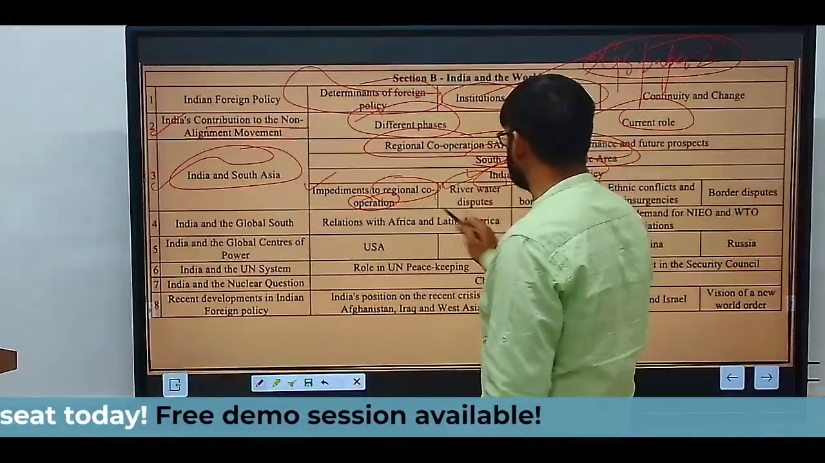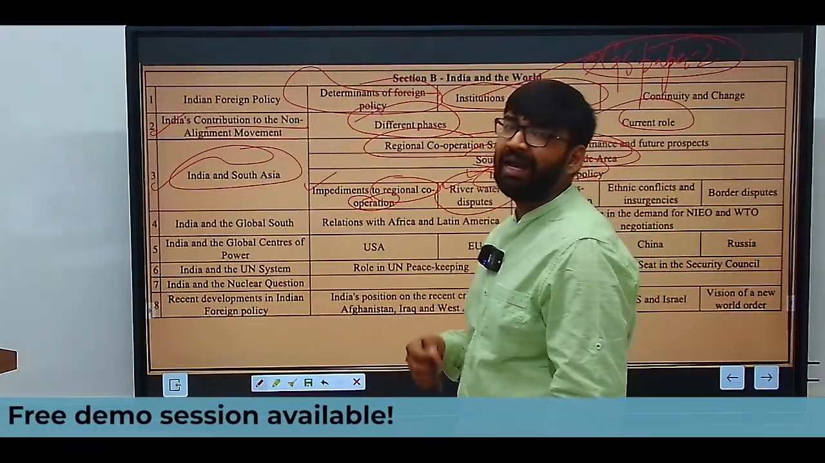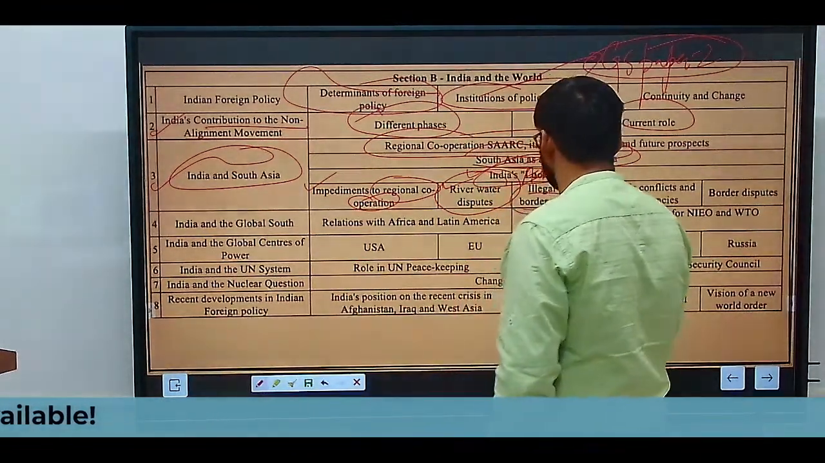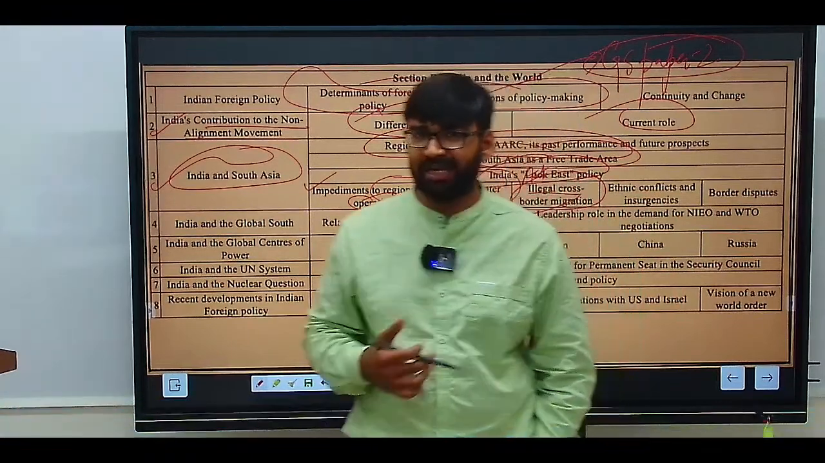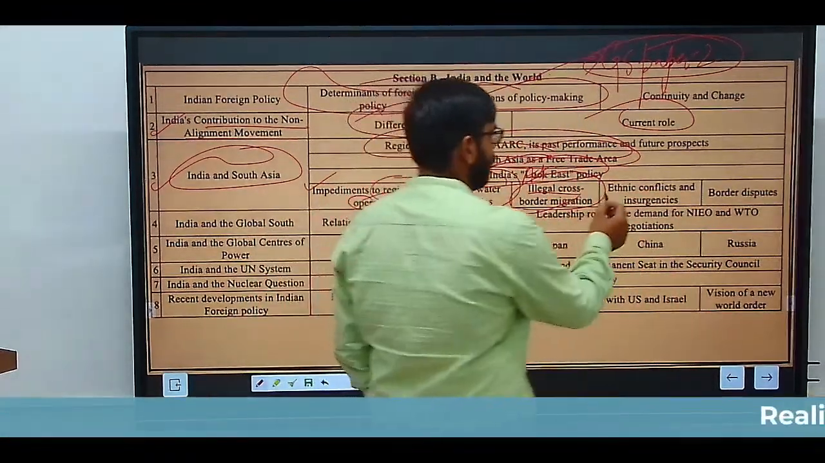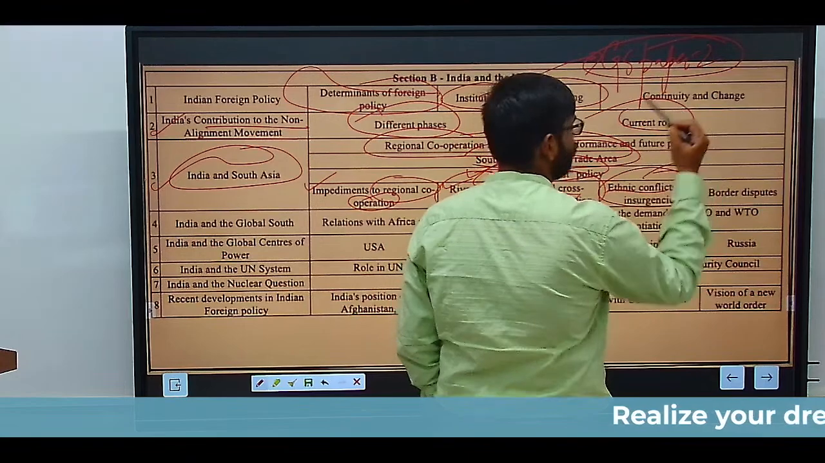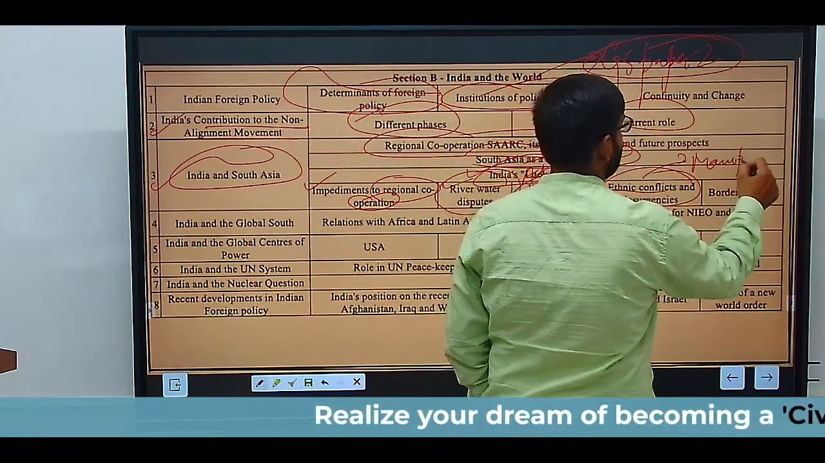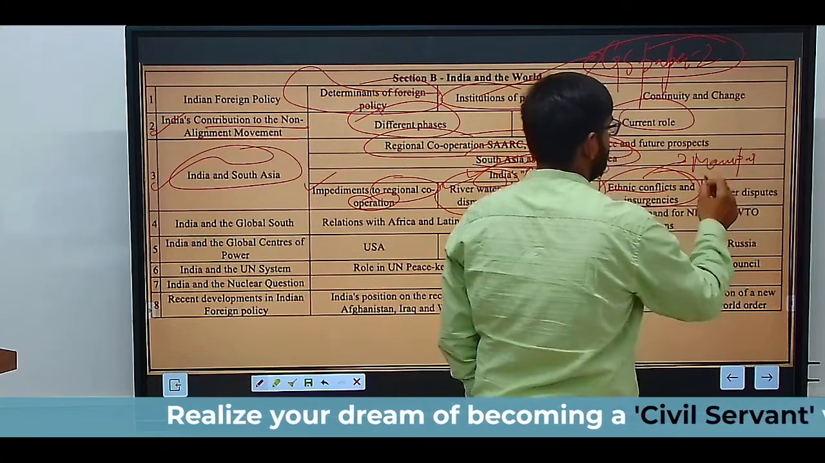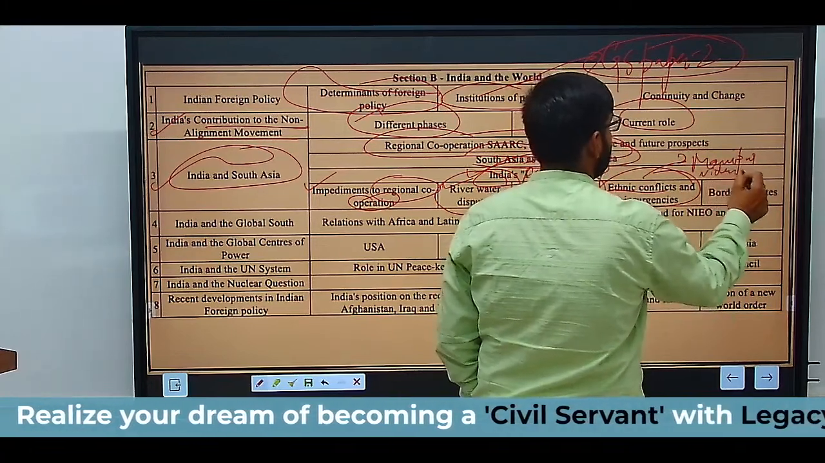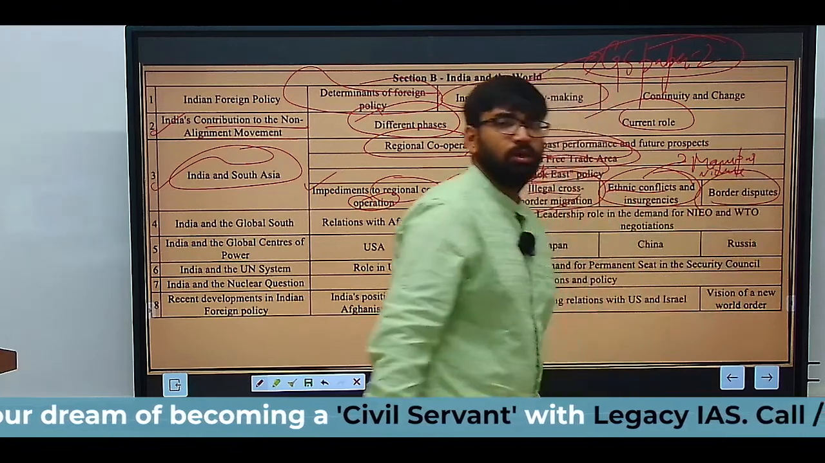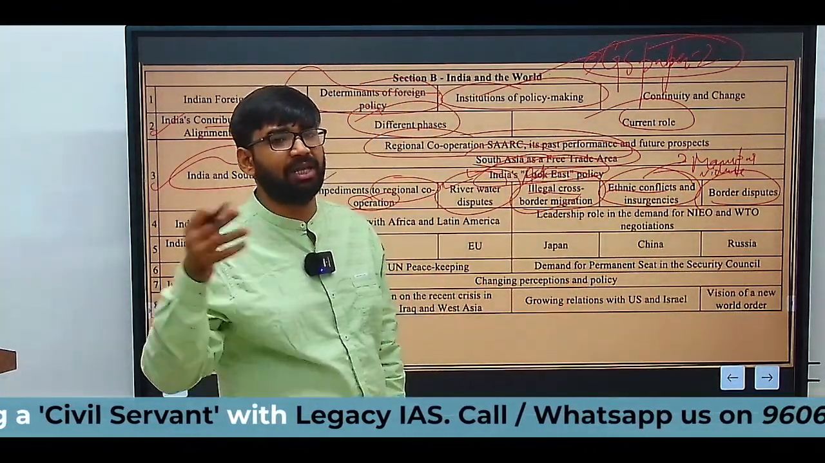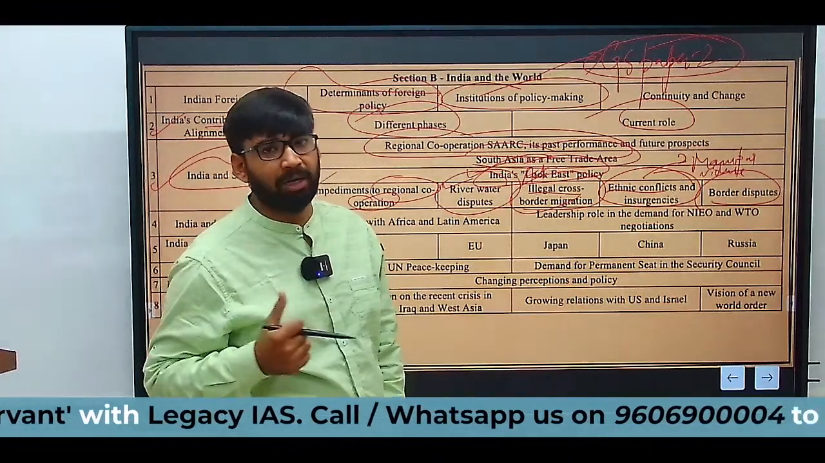Then river water disputes between India and Bangladesh, India and Pakistan, the Indus Water Treaty. Then illegal cross-border migration in the northeast area. Clear? Then ethnic conflicts and insurgencies. Here also we are going to understand the Manipur violence, which is currently in the picture. Then border disputes. India's borders and its disputes with other countries like China, Pakistan, Bangladesh and all.